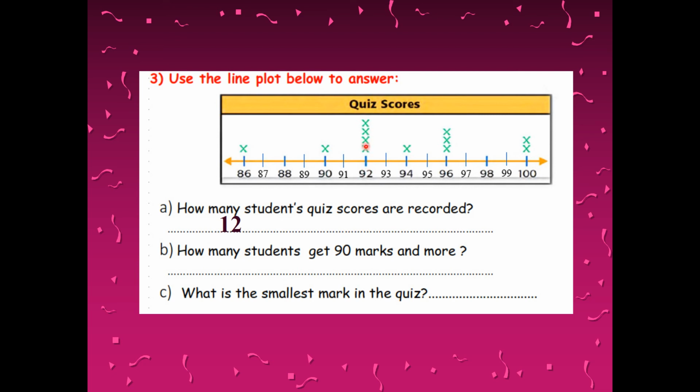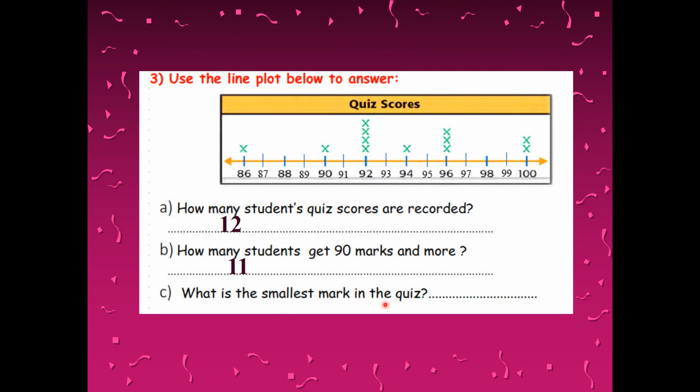So here 90, I have 1. Then I count here 92: 1, 2, 3, 4, so 4 and 1, it will be 5, 6, 7, 8, 9, 10, 11. It will be 11 x's here.